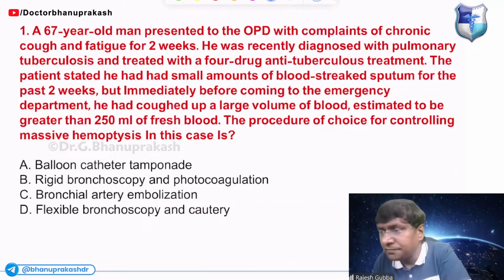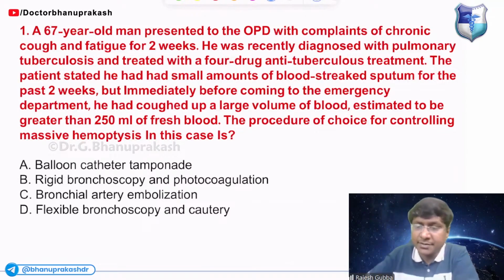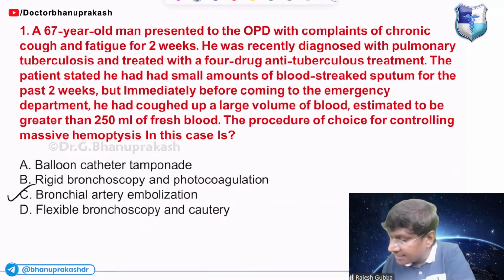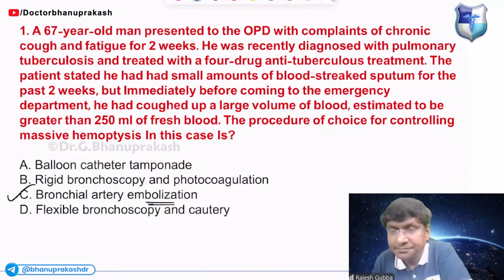So for the control of massive hemoptysis, please remember what you have to do is bronchial artery embolization. Bronchial artery embolization has to be done for the treatment of massive hemoptysis. Okay. So when do you call it massive hemoptysis? When the blood expectorated is more than 200 ml or in the range of 300 ml, then we use the word massive hemoptysis, where the individual will require bronchial artery embolization.